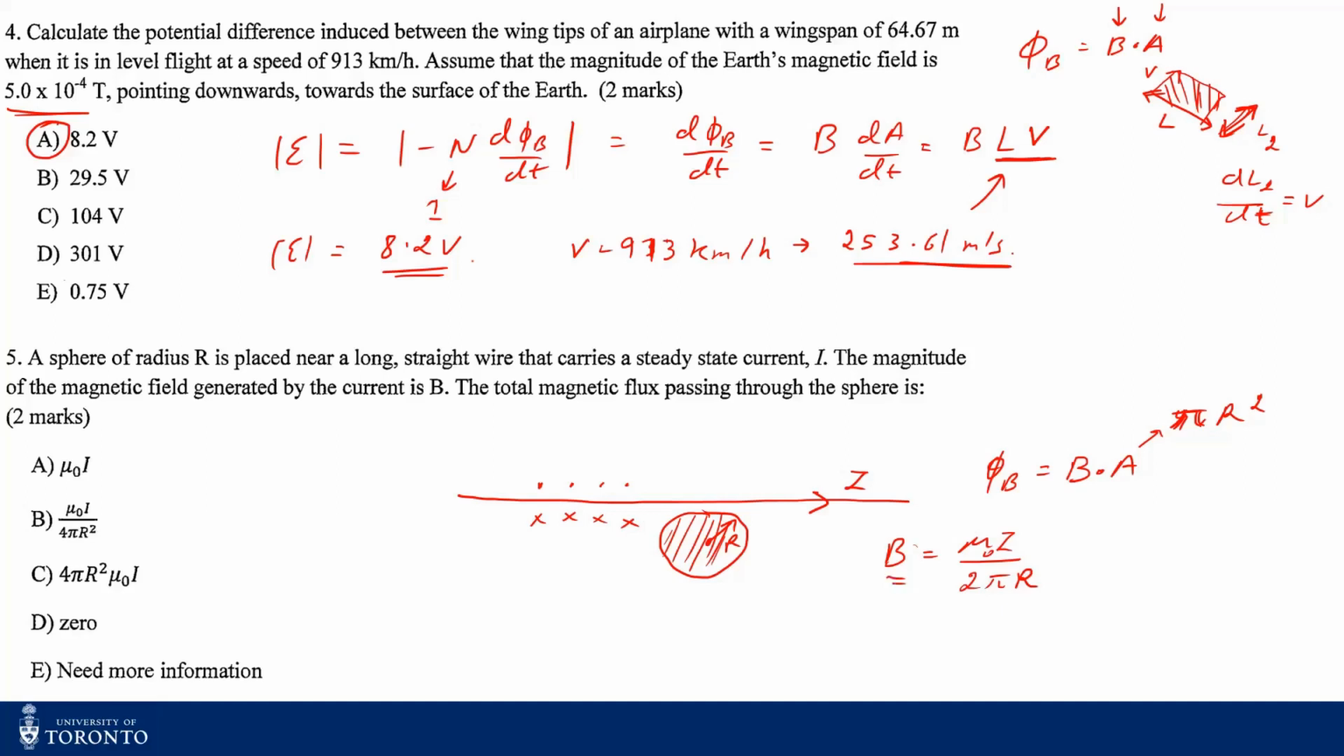And the problem said that the sphere is placed near the wire, so depending on how far it is placed, the B would change, right? So therefore I would need more information to calculate. So therefore I would say that option E is the correct answer.